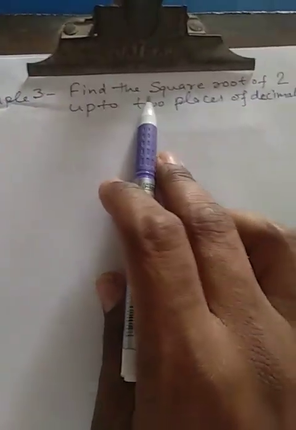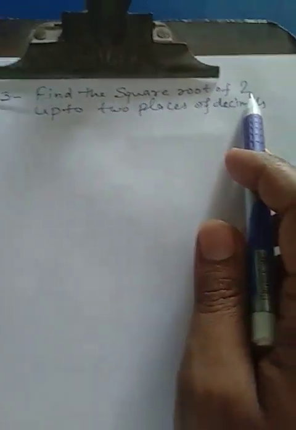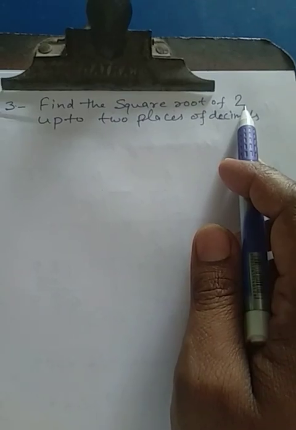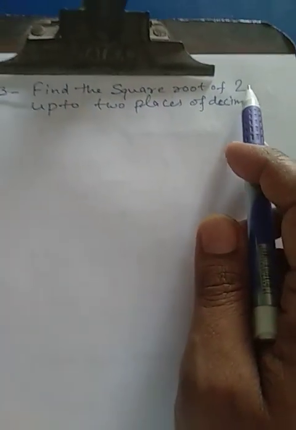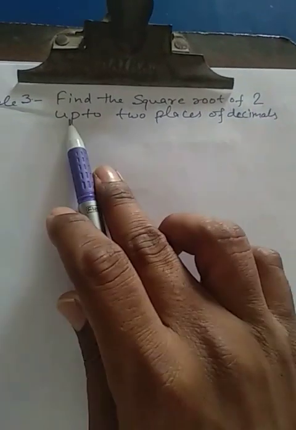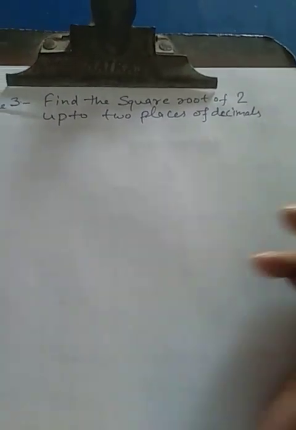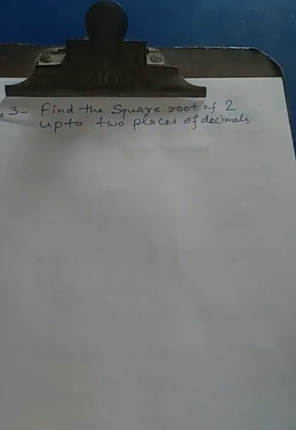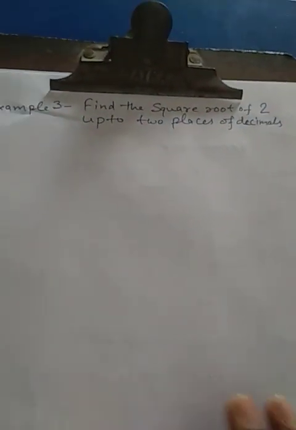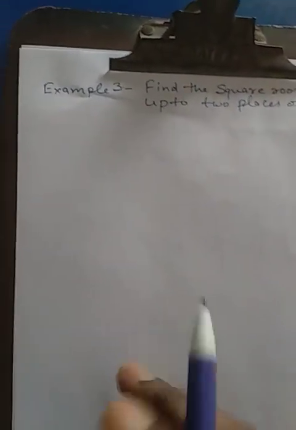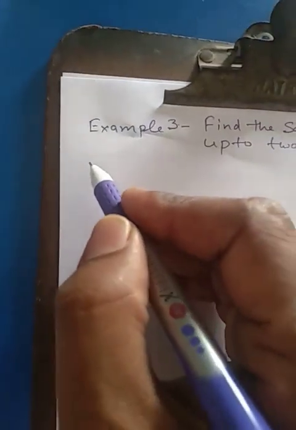Students, I am taking another example, example number 3. Find the square root of 2. Here there is not any decimal. Square root of 2 up to 2 places of decimal. It means this is not a perfect square, we know. So how can we solve it? Take a look at this.